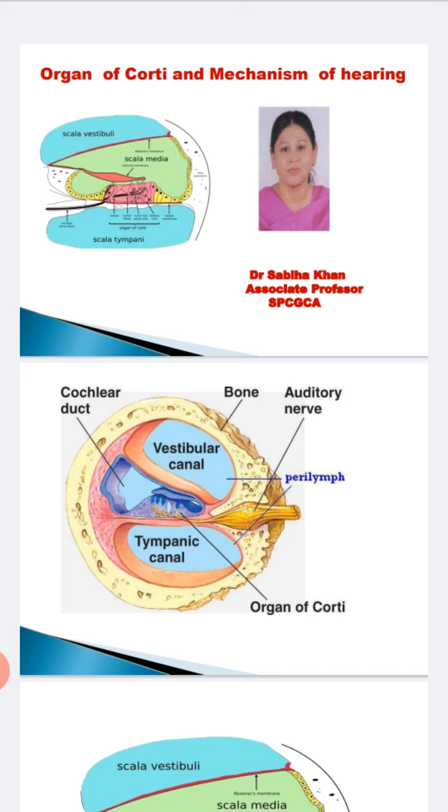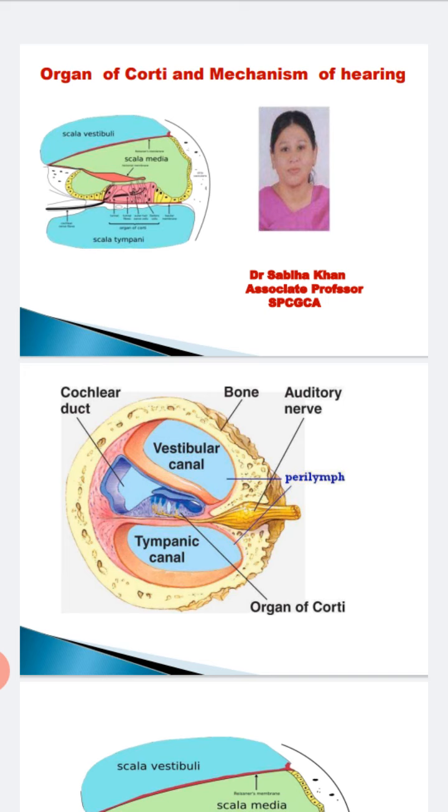In both the scala vestibuli and the scala tympani, the fluid present is the perilymph, while the fluid present in the scala media is endolymph. And in the scala media only, this organ of Corti is formed. It is an auditory organ, very important.